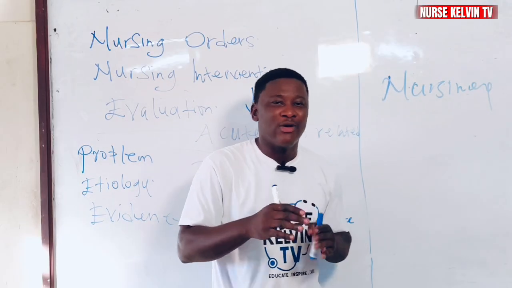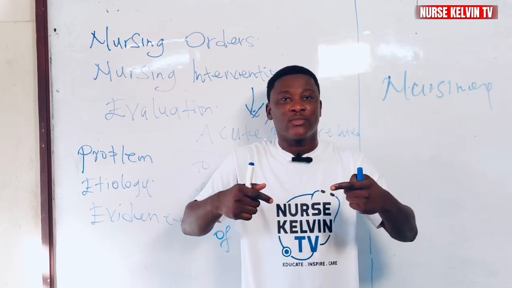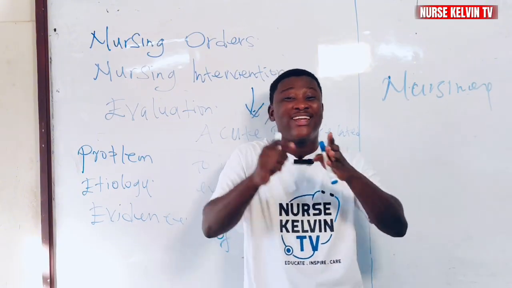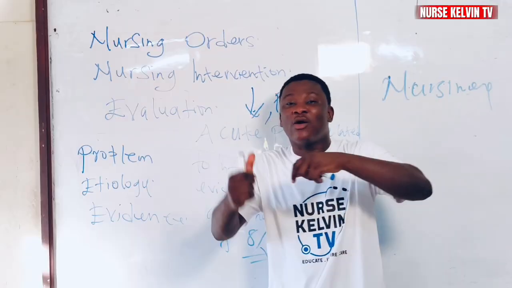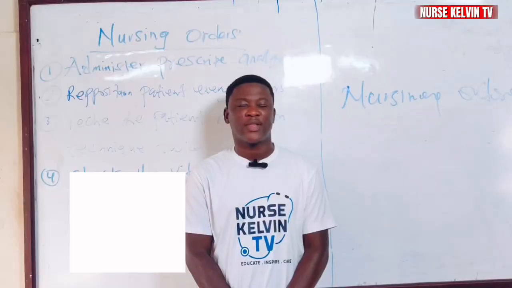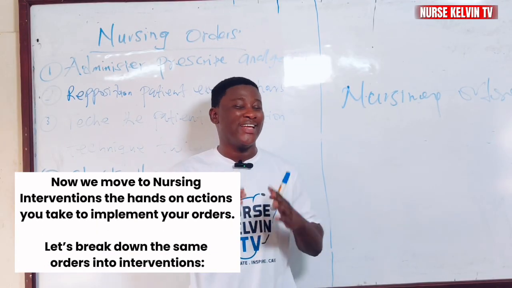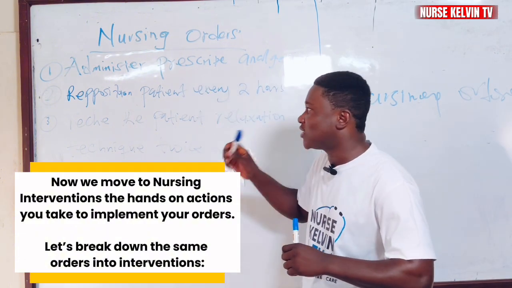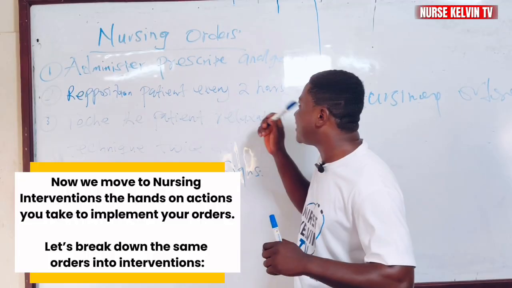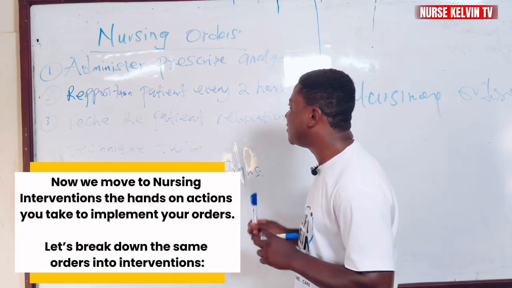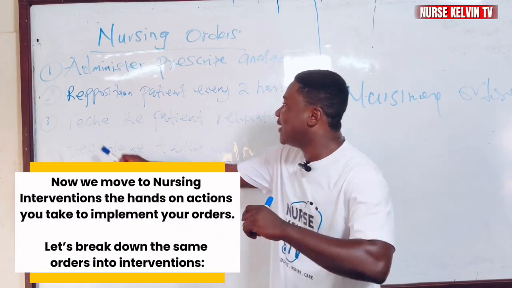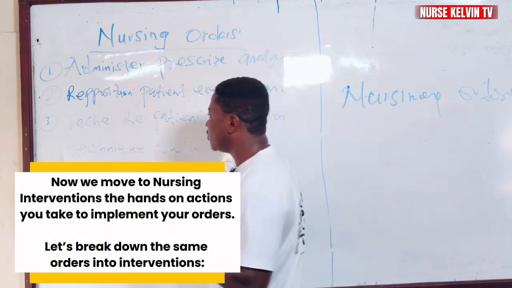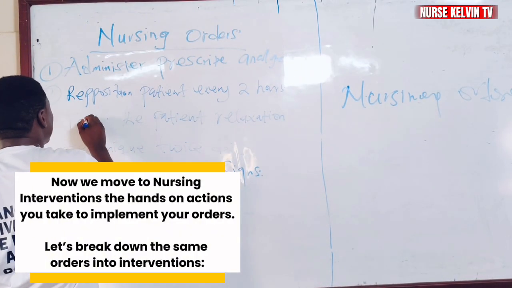Now let's go to the nursing interventions. The nursing orders and the nursing interventions address each other. So guys, now let's move to the nursing interventions. These are the nursing orders: administer prescribed analgesic, reposition patient every 2 hours, then teach the patient relaxation technique.